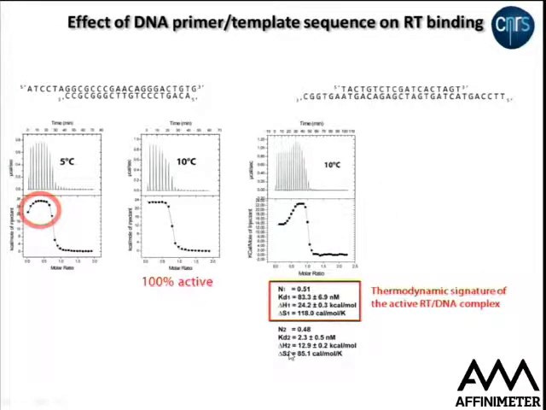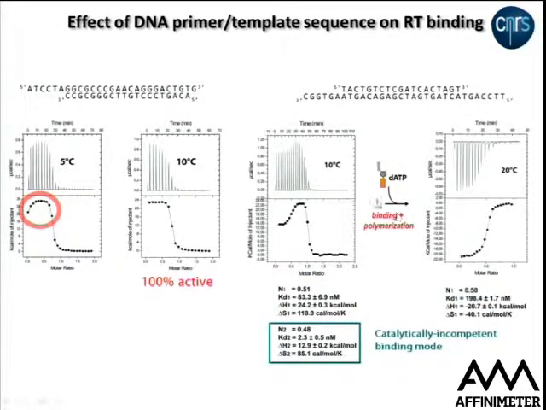So to understand this, we performed an incremental ITC experiment by the addition of the next incoming nucleotide into this sample, in this case the dATP, and we see binding and polymerization of the dATP. But we see binding and polymerization of only half of the population. So this active population is able to polymerize the dATP, not the other one. So clearly, this very tight binding corresponds to a catalytically incompetent binding mode.